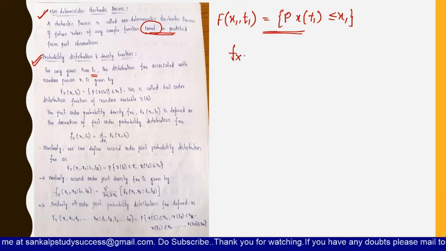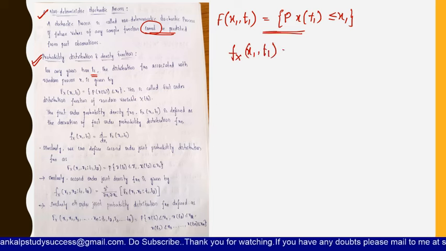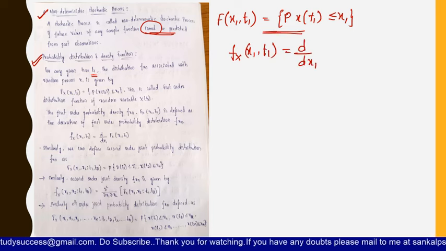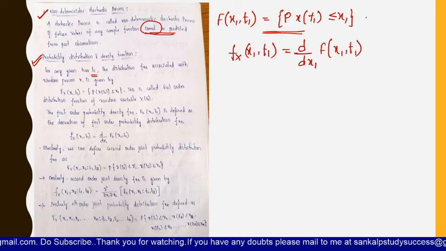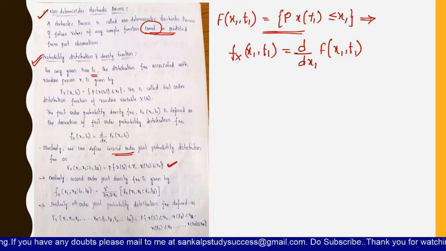That means f of x1 comma t1 will be equal to d by dx1 of capital F of x1 comma t1. We are differentiating the above equation with respect to x1 in order to find the first order probability density function. This is first order because we have only one variable. But if we have two variables, then we go with the second order probability function, and if you differentiate it with respect to x1 and x2, double differentiating, then you get the second order density function.